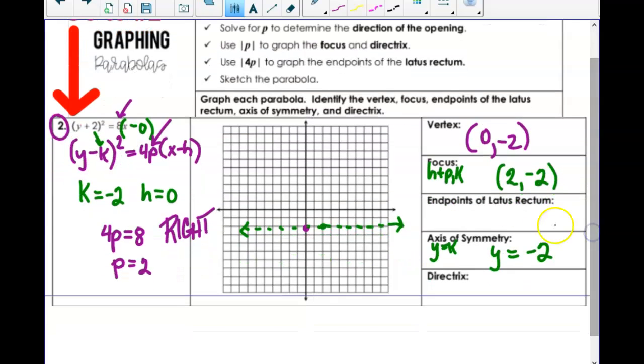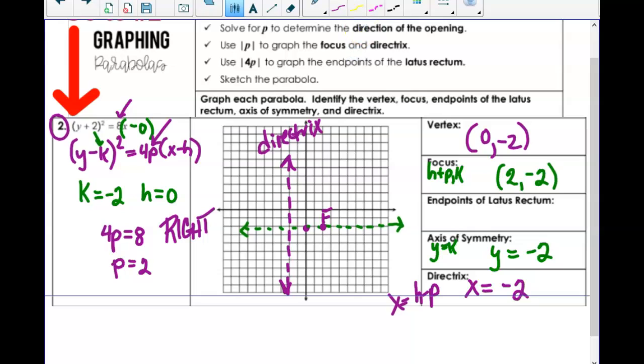Okay, directrix is 2 units the other direction from the focus. If this is the focus, we're going to go p units back this way. And that's the directrix. Okay, it was 2 units back that way. So it has an equation of x equals h minus p. Is that what it says? Okay. So h was 0, p was 2, so 0 minus 2 is -2. Is that making sense for where we drew it? Okay.